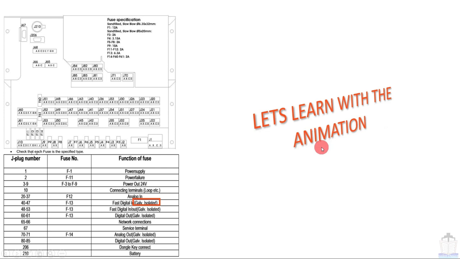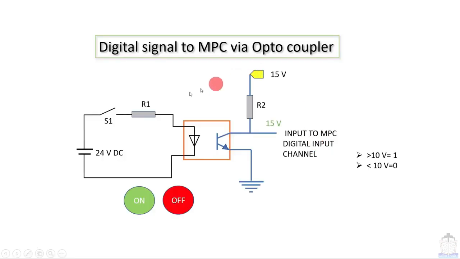Let's learn with the animation. Now here I want to describe a little bit about this circuit. This is basically an animation. This circuit is related to the digital signal to the MPC via optocoupler, meaning how the MPC receives the digital signal with the help of these optocouplers, using this galvanic isolation. Okay, here you can see that if voltage is greater than 10, it will sense 1, and if voltage is less than 10, it will sense 0. I am talking about the digital signal. MPC will understand 1 or 0 according to the voltage.